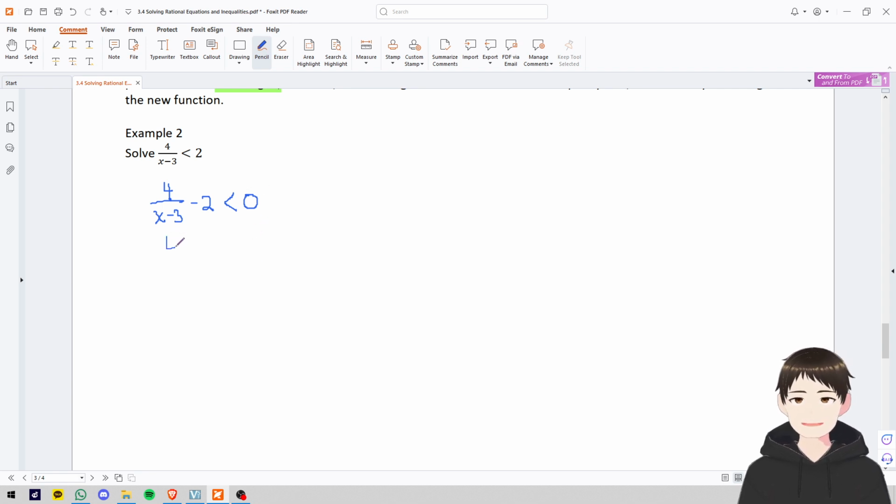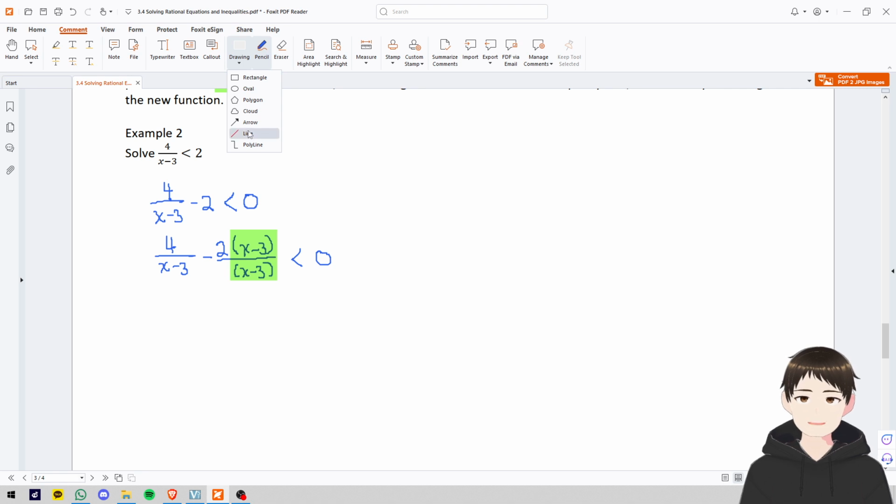Now let's make the denominators the same. x minus 3 minus 2 times (x minus 3) over x minus 3. And I'm a big fan of really identifying exactly what I'm doing. I am multiplying by a 1, so that's mathematically legal. And the rest is history.